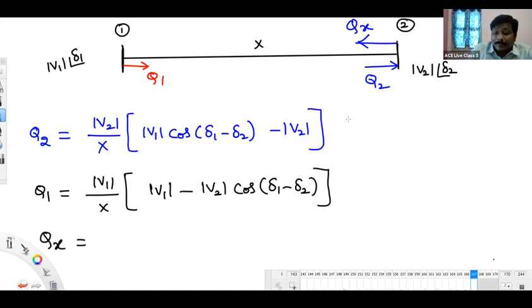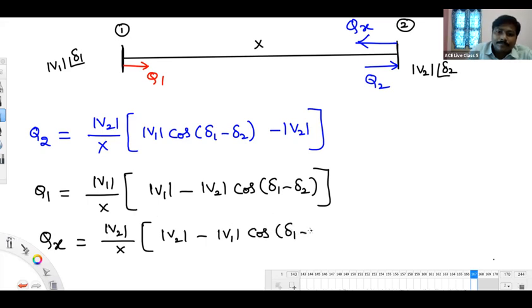Listen, bus 1. So bus 2. Bus 2 means what should you write? V2 by X. Direction from which bus to which bus? 2 to 1. 2 to 1 means V2 minus V1. Who is your reference? V2. We keep V2 as it is. V1 replaced with what? V1 cosine of angle gap. I think all of you have understood this way of writing reactive power. All of you understood this way of writing reactive power?